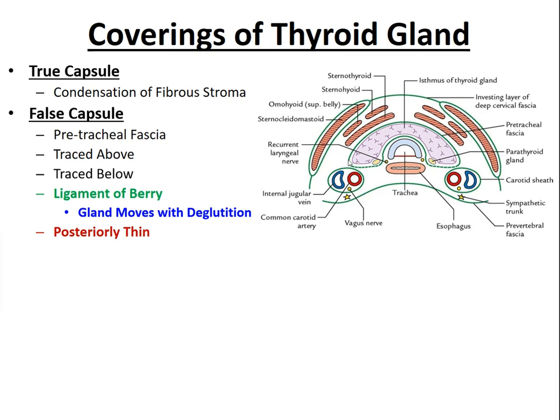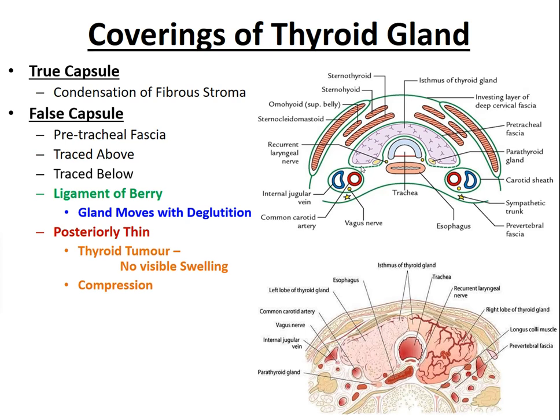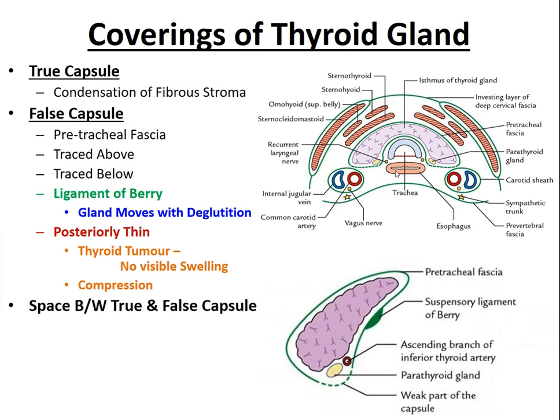If you see the capsule on the posterior aspect, it is thin, and that is why any tumor of the thyroid gland may go posteriorly without any swelling. We may not see the swelling of a thyroid tumor, and yet the tumor can compress the surrounding structures such as the trachea and esophagus.